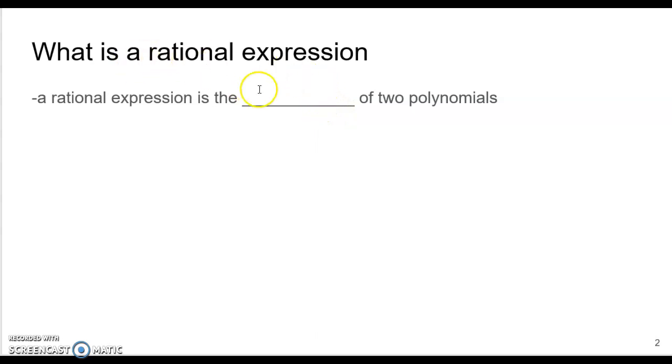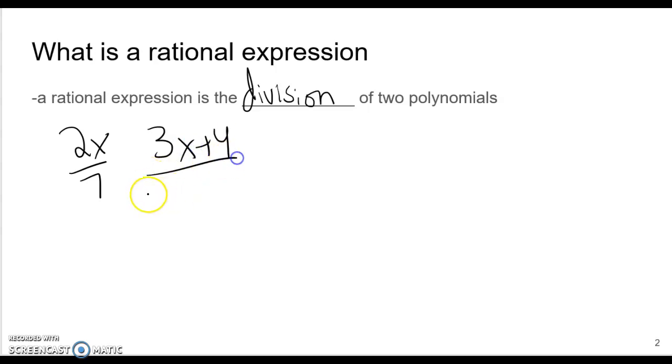A rational expression is the division of two polynomials. So you want to be taking notes, so go ahead and write what I'm writing. Page numbers are numbered at the bottom if that's helping you. This could be like 2x divided by 7, or 3x plus 4 divided by x squared plus 2x minus 7. Anytime we have a polynomial over polynomial, that is considered a rational expression.